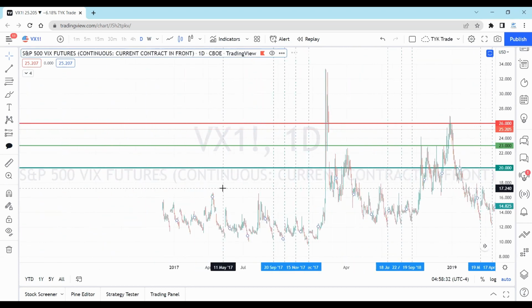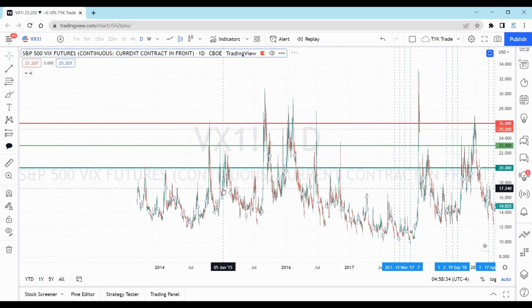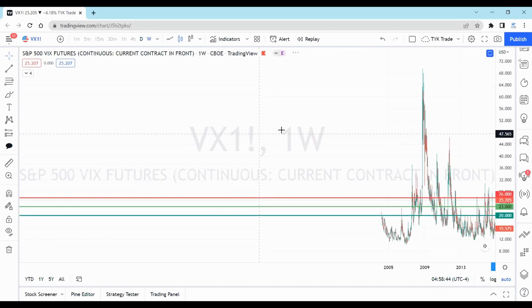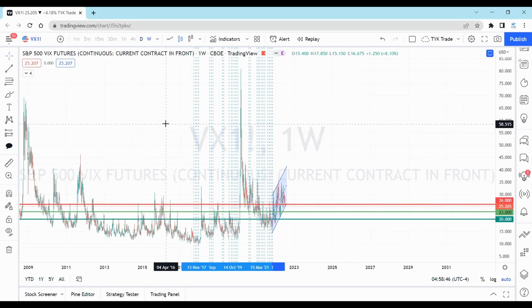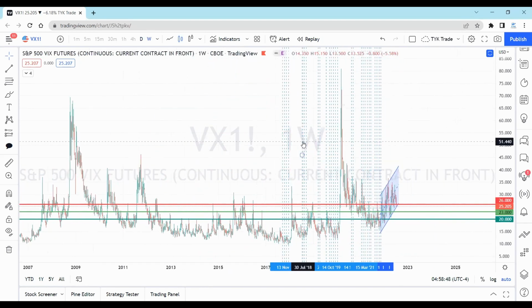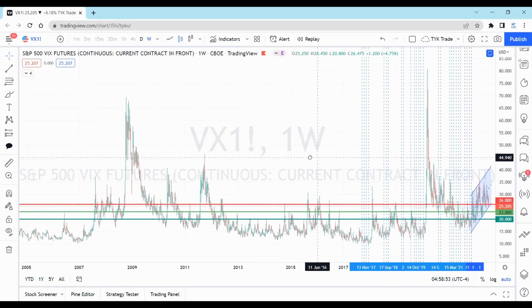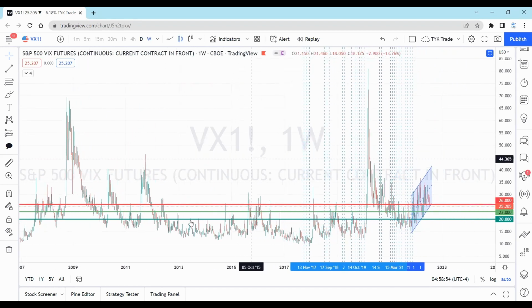But when you look at the grand scale of things, whenever it has spiked above 26, and I can, for the ease of visibility, put it on a weekly chart, whenever it went above 26, it has wreaked havoc. Yeah, there's a reason for that.